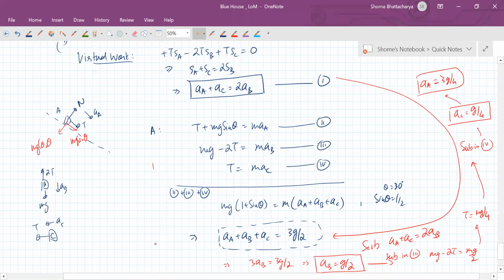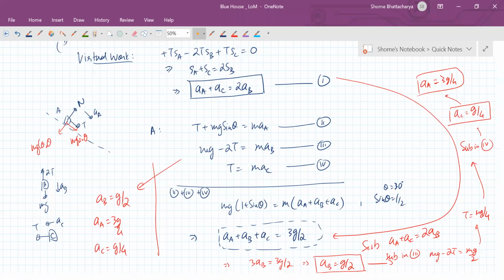Okay. So finally, these are the answers you'll get. Solving the system of equations, you'll get acceleration of B is g by 2 downwards. Acceleration of A will be 3g by 4 down the inclined plane, and acceleration of C will be g by 4. Okay, so this is the complete solution of this question.